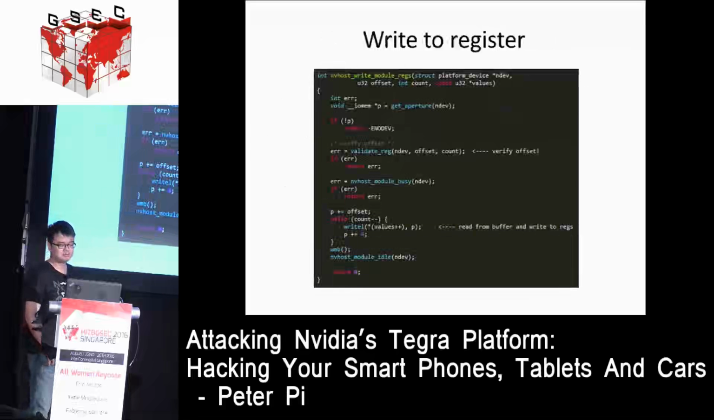This is the function write to register. The execution flow is this. First, validate reg validates the input offset and the byte count to write. If the offset and the count are validated, then write the values to the register. The values are from the k-malloc buffer.